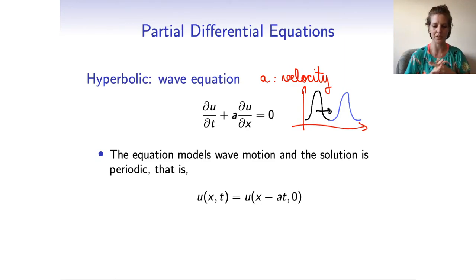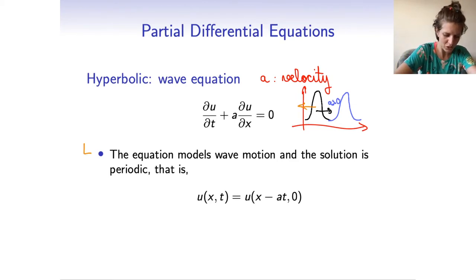But in this case, where you have only a velocity, you have your wave moving in a constant direction, and it doesn't change. If a is positive, it moves to the right, and if a is negative, it would move to the left. So this equation models wave motion, and the solution is periodic. That is, you can determine it.